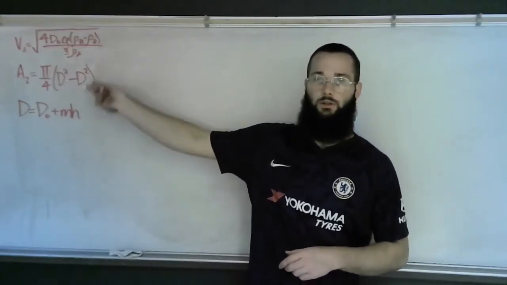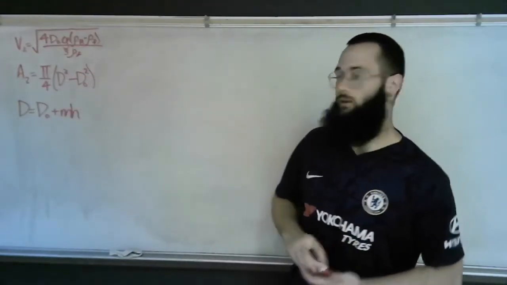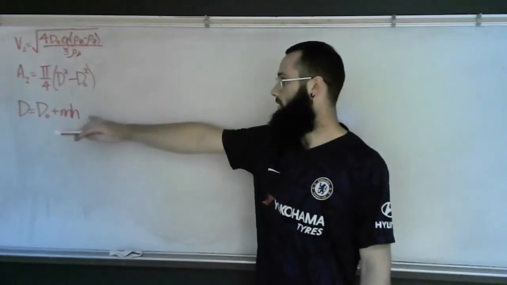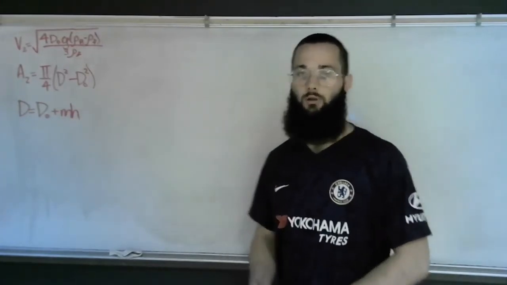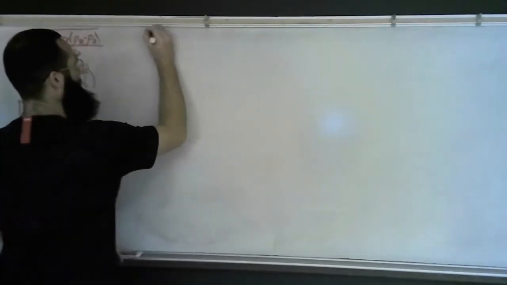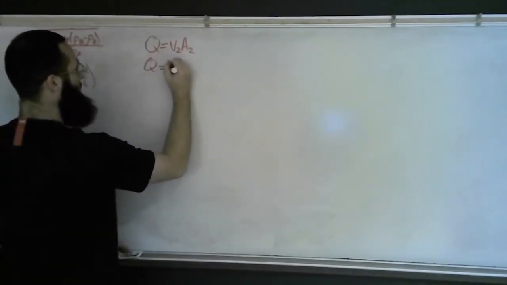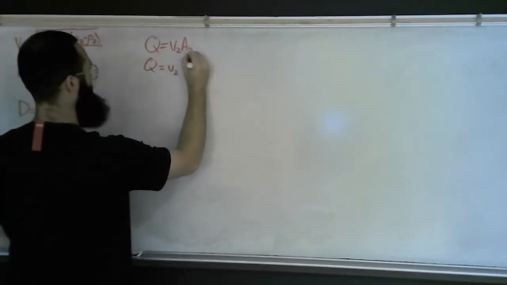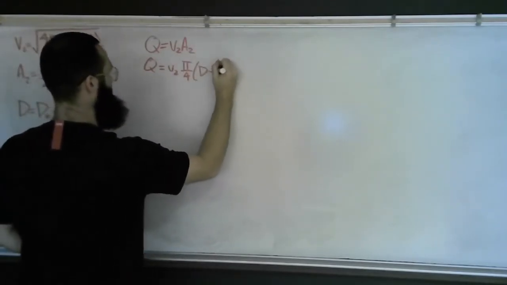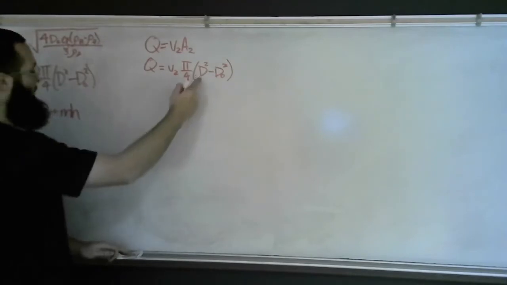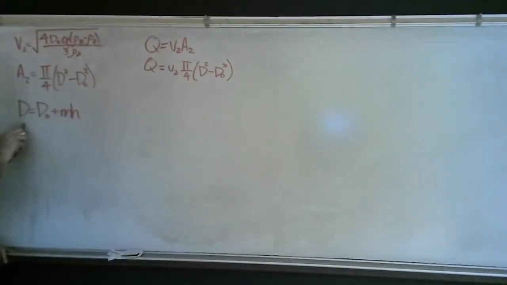So now that we've figured out these three relationships, we need to use an equation that will utilize all of these in order to relate the flow rate to the diameter and eventually to the height of the ball. So the easiest way to do that is to use the equation for flow rate. Q equals V2 A2. So first, I'm just going to plug in A2, which is V2 pi over 4 times d minus d naught, and those are both squared. And then we're going to plug in our equation of a line here that relates the diameter to the diameter of the ball and the height of the fluid.